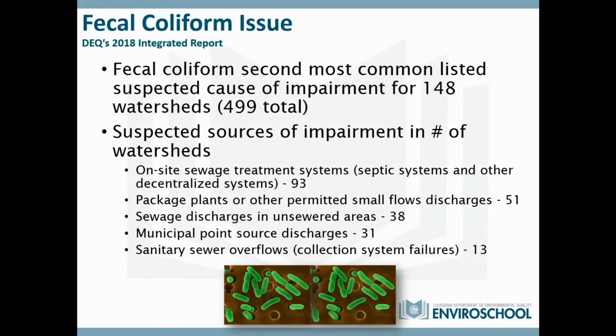There are 93 watersheds that are having issues with on-site sewage treatment systems. Package plants and other permitted small flows discharges, there are 51 of those watersheds. Then sewage discharges in unsewered areas. These are areas that don't have community sewer systems. 38 watersheds are having issues with that. And then you can see municipal point source discharges and sanitary sewer overflows.